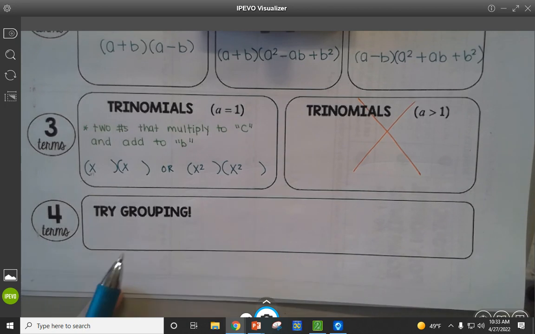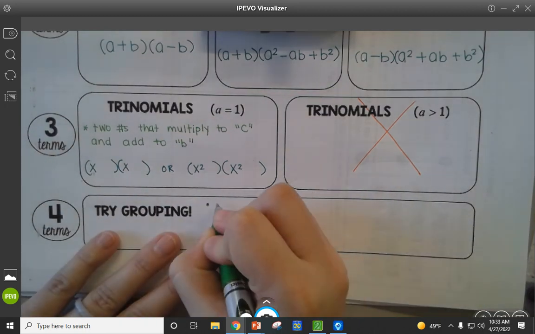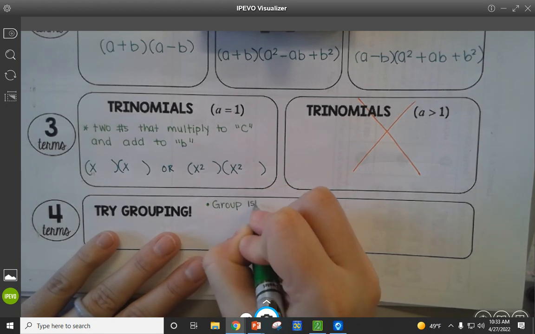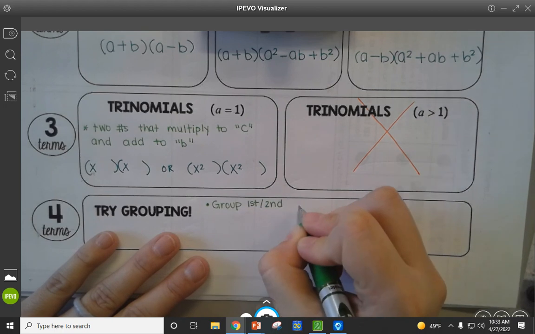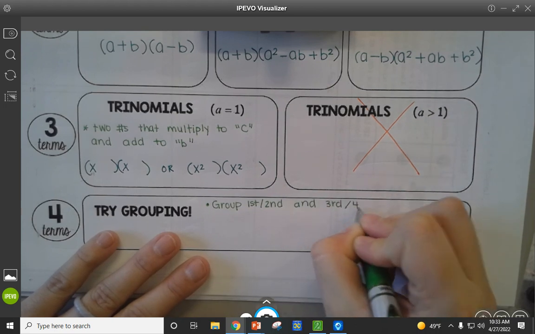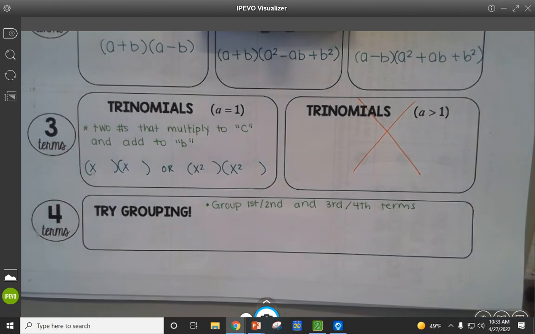If there are 4 terms, your only option is grouping. So we want to group the first and second terms, and then the third and fourth terms. That's what we do first.